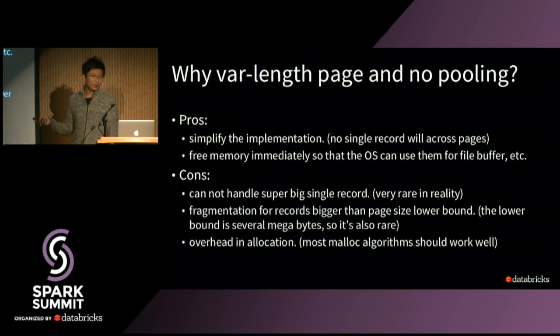And the last one is actually a real problem. Because Spark frees the page right away, it means we have an overhead for the memory allocation. If you have pooling to reuse the pages, the OS only allocates the memory once and never allocates again. For Spark, it will actually free the memory, so we will have a little overhead in the memory allocation. But because in most cases Spark will allocate fixed size pages, it's actually not a very big problem, because most malloc algorithms work well in this case.